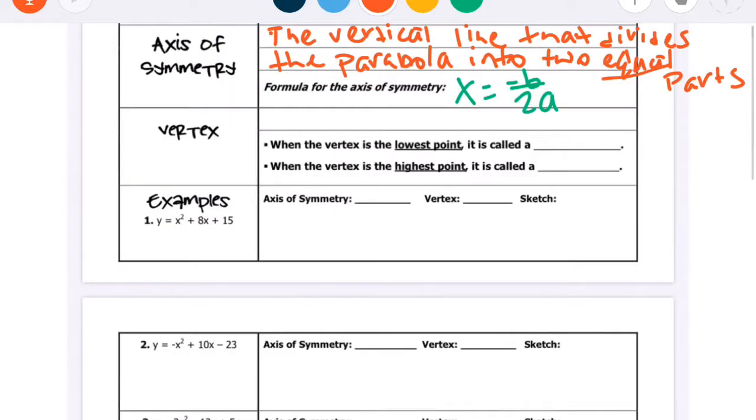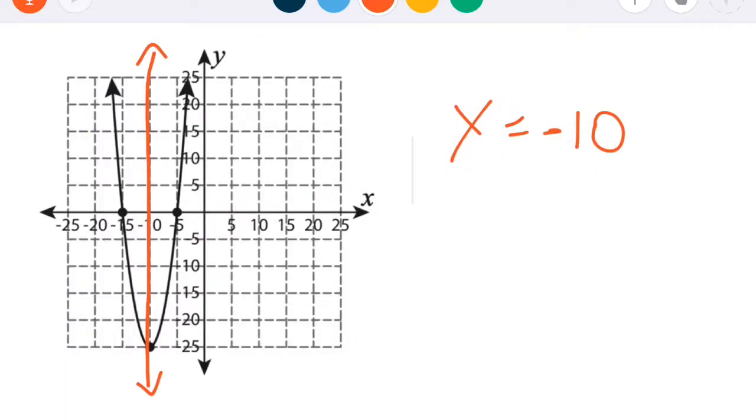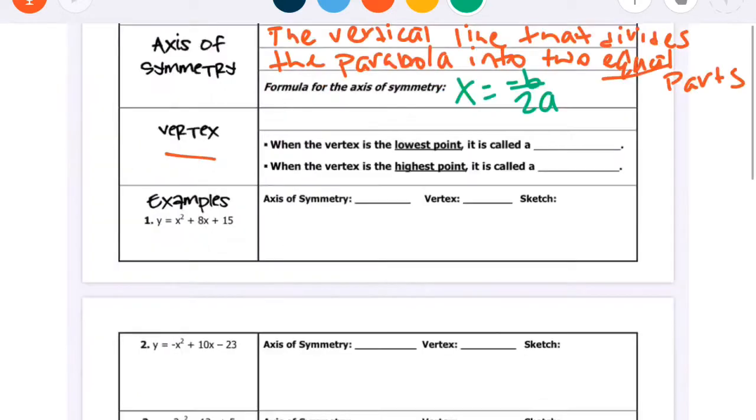Now let's go ahead and take a look at this equation again. X equals negative b over 2a. There's a little part here on vertex. When a vertex is the lowest point, so that would be an example like this problem. The vertex is the lowest point on the graph, right here in green. There's nothing below that point. That vertex is called a minimum.